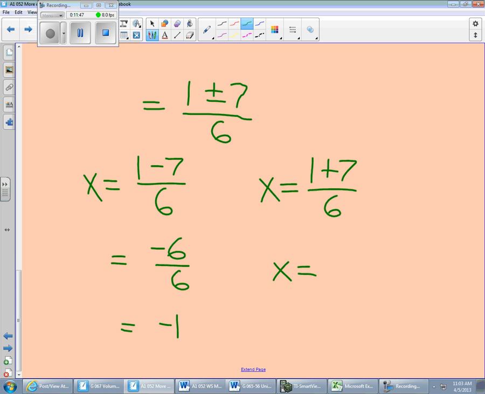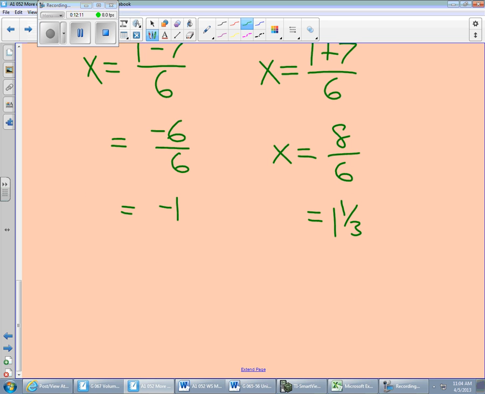What about this numerator? 1 plus 7, 8 over 6. And 6 goes into 8 one time with a remainder of 2. 2 over 6 reduces to 1/3. So our graph crosses the x-axis 2 times, once at -1, once at 1 1/3, and those are our solutions: -1, positive 1 1/3.